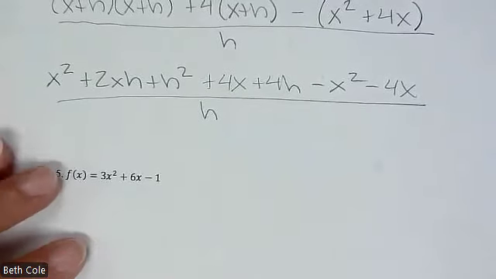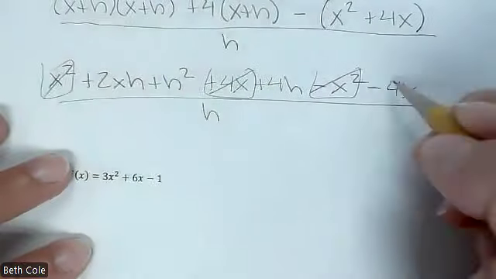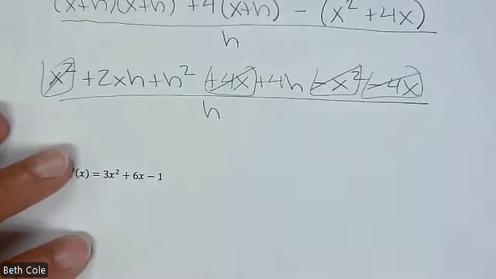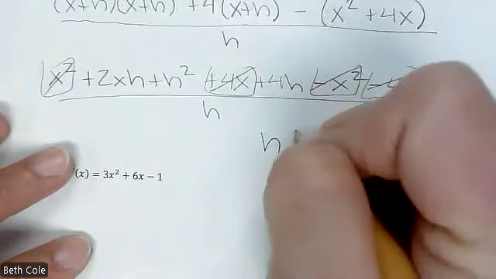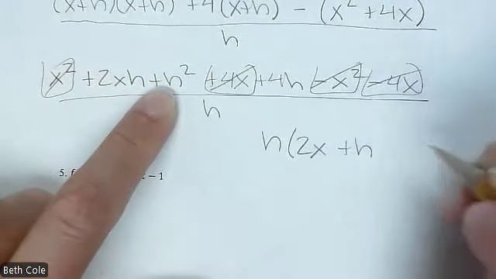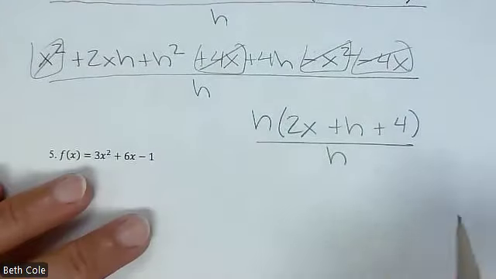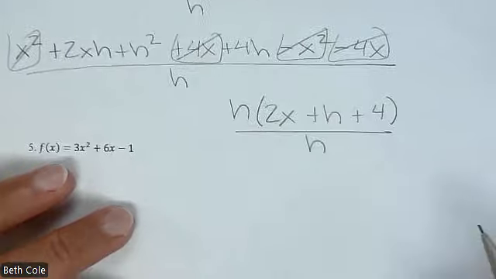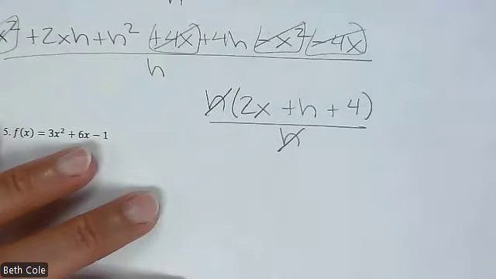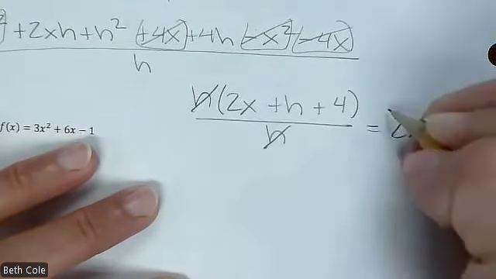We should get a bunch of stuff that cancels. All right. X squareds are gone. 4x's are gone. Anything else? And then you will always, these turn out the same way every time. You're going to take out an h, that will leave you with 2x plus h plus 4. And that's the step where if you haven't been writing it, I want to see fraction bar h because the next step is where they cancel. So I need you to show me, hey, those cancel out. And then 2x plus h plus 4 is your final answer.